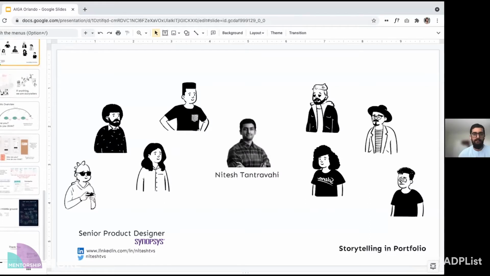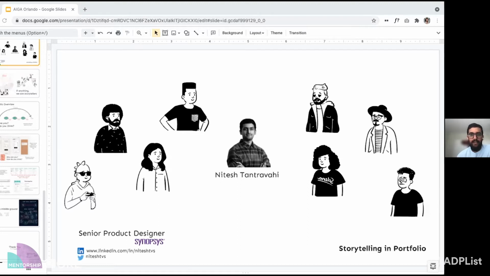Hey guys. So yeah, I'm Nitesh, and the reason I put up this slide in this way is because it could be anyone in the center, and there could be a lot of other people looking at you and your portfolio in general, which could be hiring managers or anyone else. And also I'm a fan of Pablo and his illustrations, so I just wanted to use them.